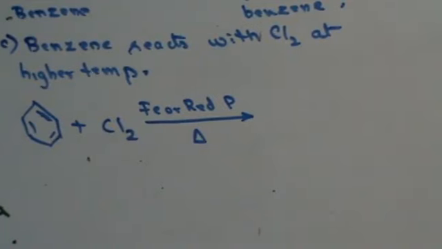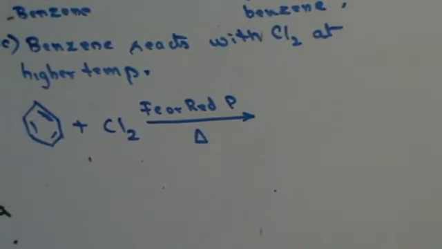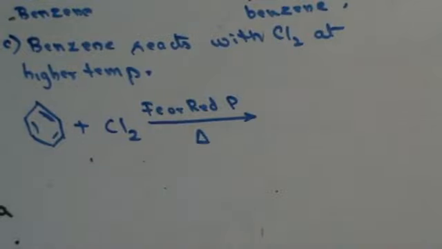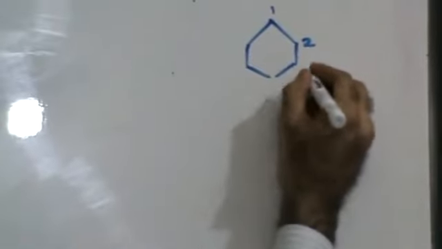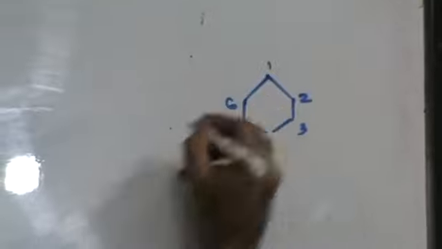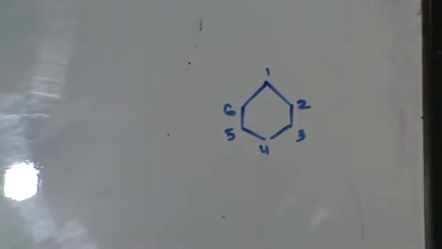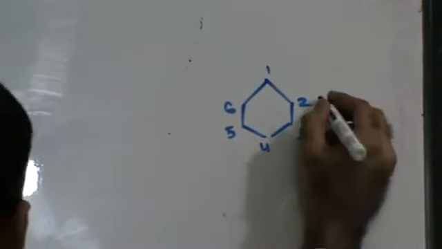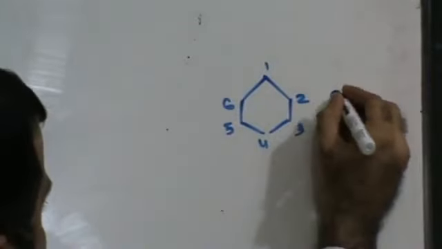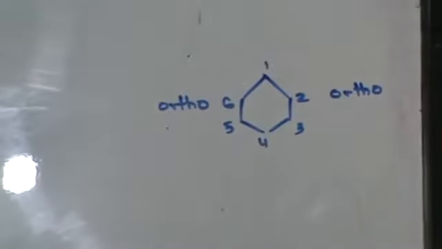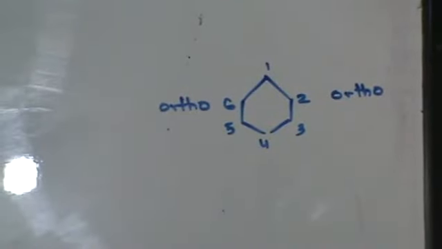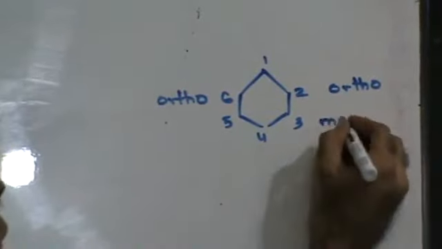Now, if you remember in the previous lecture I had taught you the positions, right? Can we just recap the position before I complete the reaction? We had said that, guys, can you just see this? 1, 2, 3, 4, 5, 6. I had given you that if I have substitution at 2, then that is called as ortho. 2 and 6 is called as ortho. Then we had done that 3 and 5 is called as meta.